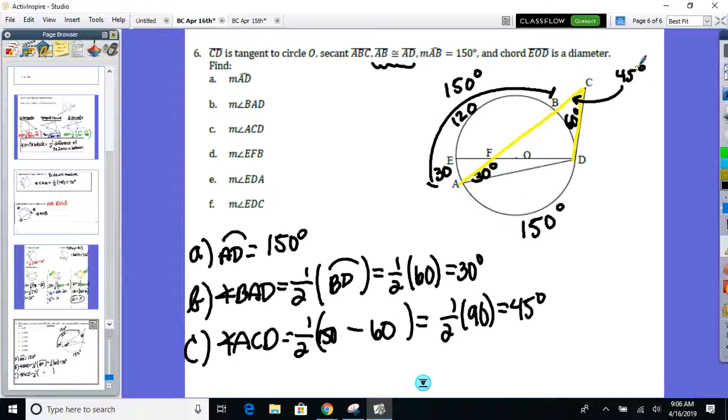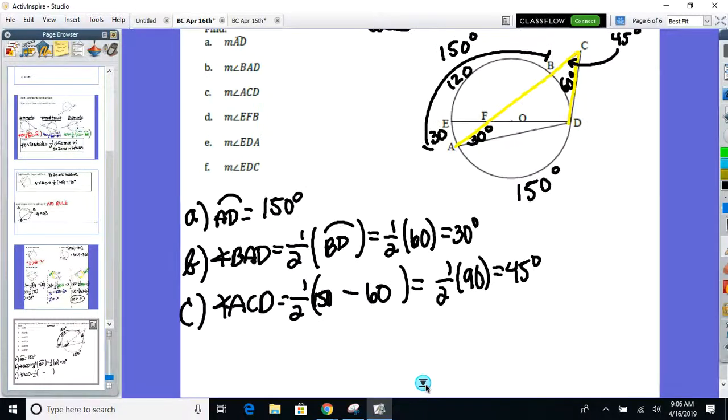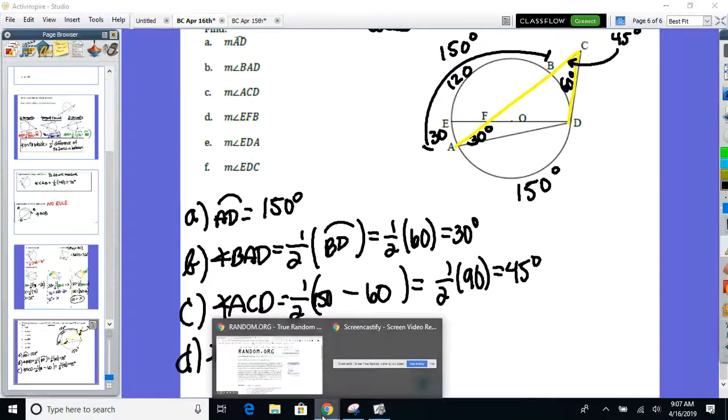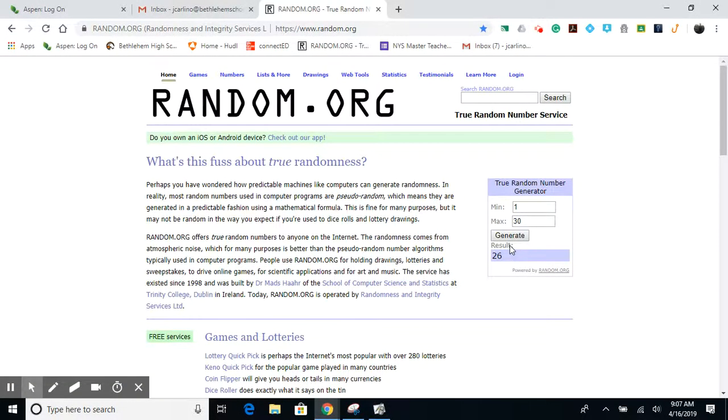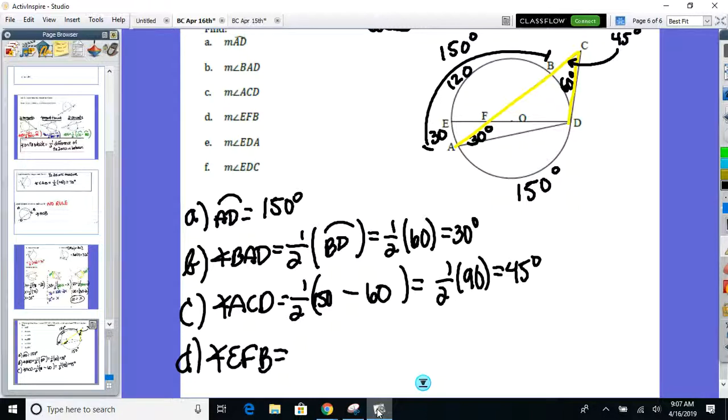We okay so far? Got to know those rules, huh? Got to know them. Angle EFB. Here we go. EFB. Inside or outside? Inside. So ready? Here are your three options. Is it central? Is it inscribed? So it's got to be a floater. You guys let me know.